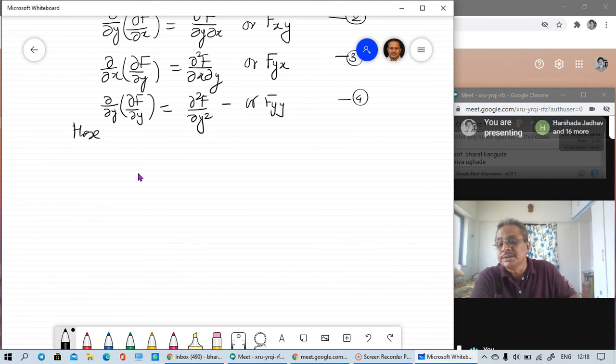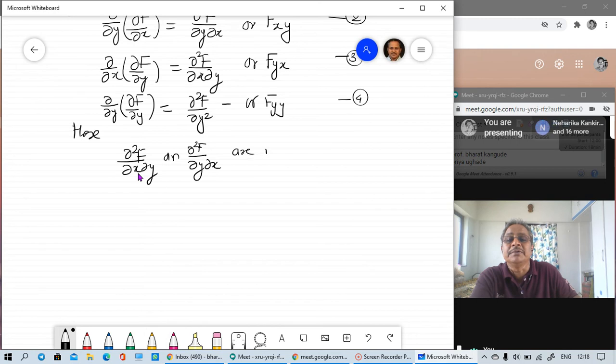this ∂²f upon ∂x ∂y and ∂²f upon ∂y ∂x are mixed partial derivatives. These are said to be mixed partial derivatives.